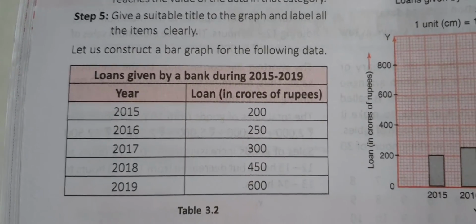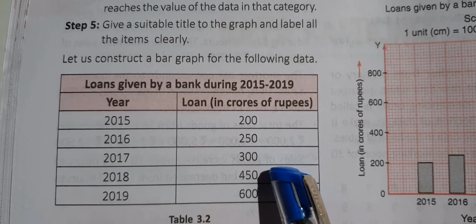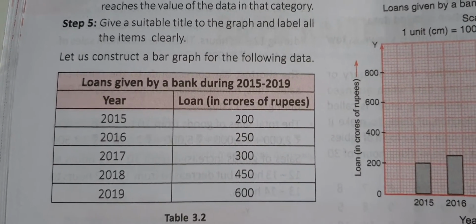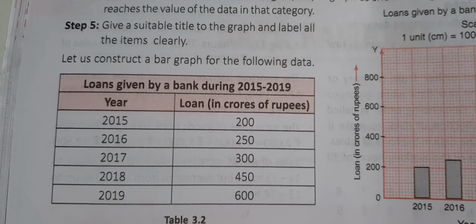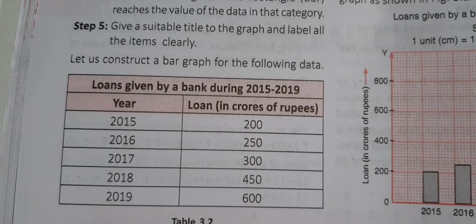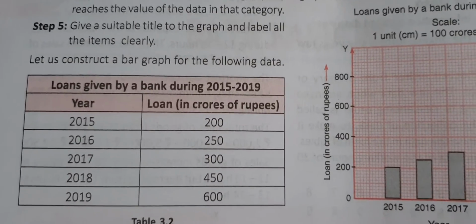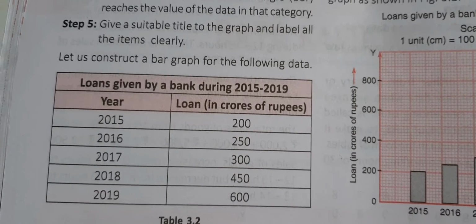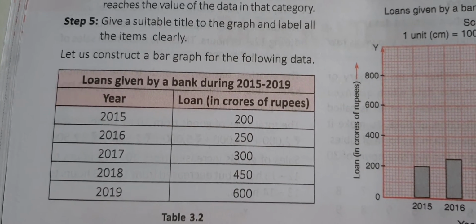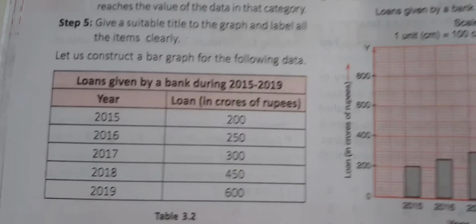Now, how to suppose a scale? Look here, 200, 250, 300, 450, 600. All are multiples of 100 or 50. So suppose we take a scale of 1 centimeter equal to 100 crore rupees. Like this.